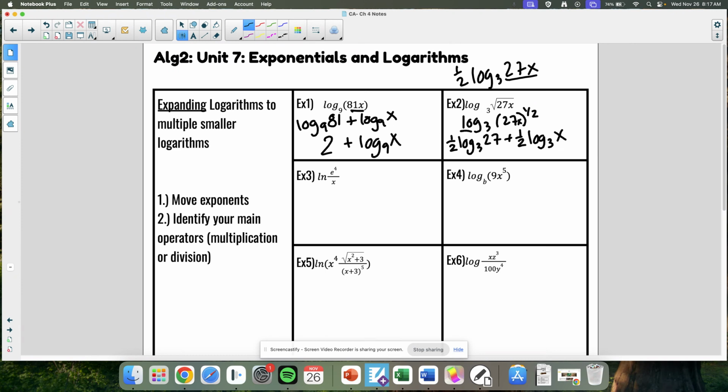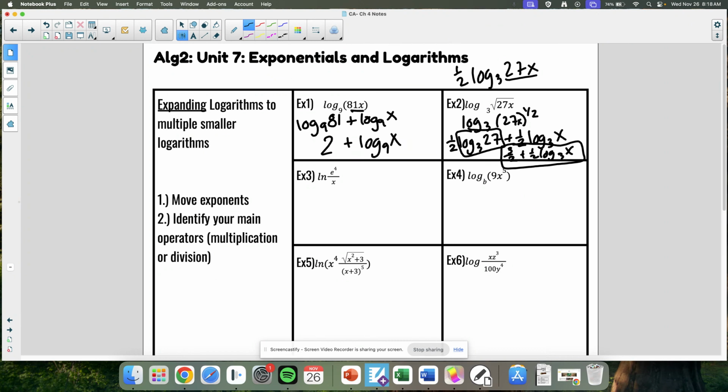So looking at log base 3 of 27, so 3 is our base. So does 3 to some nice power equal 27? 3 to what power? 3. What number's in front of it though? A half. So it'll be 3/2 plus 1/2 log base 3 of x. I don't know why I made this so small. I'm sorry. But we get a 3 from log base 3 of 27. That 1/2 is a multiplier in front, so it'll turn into 3/2 and then plus 1/2 log base 3 of x.